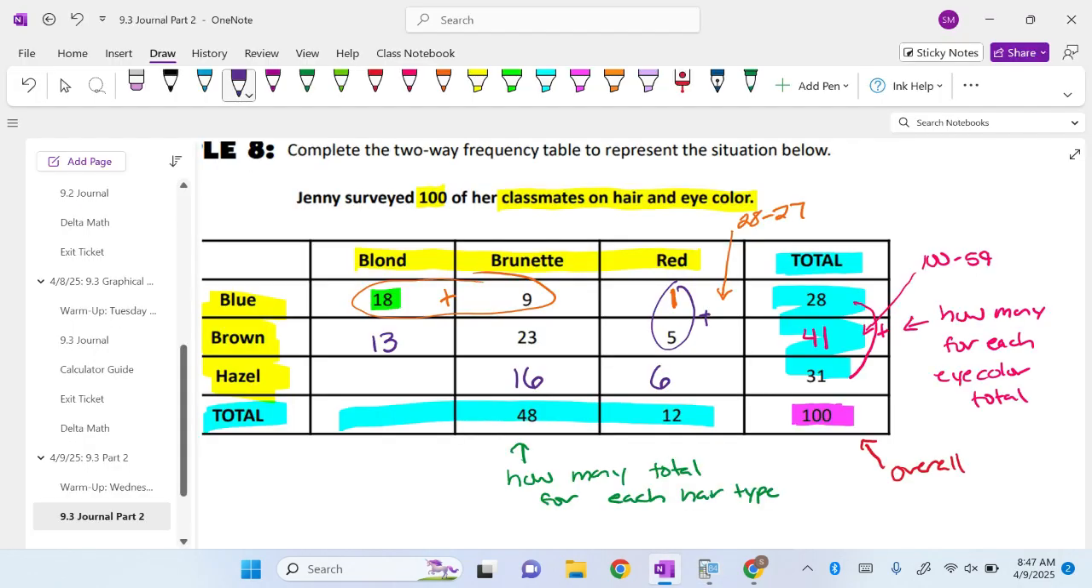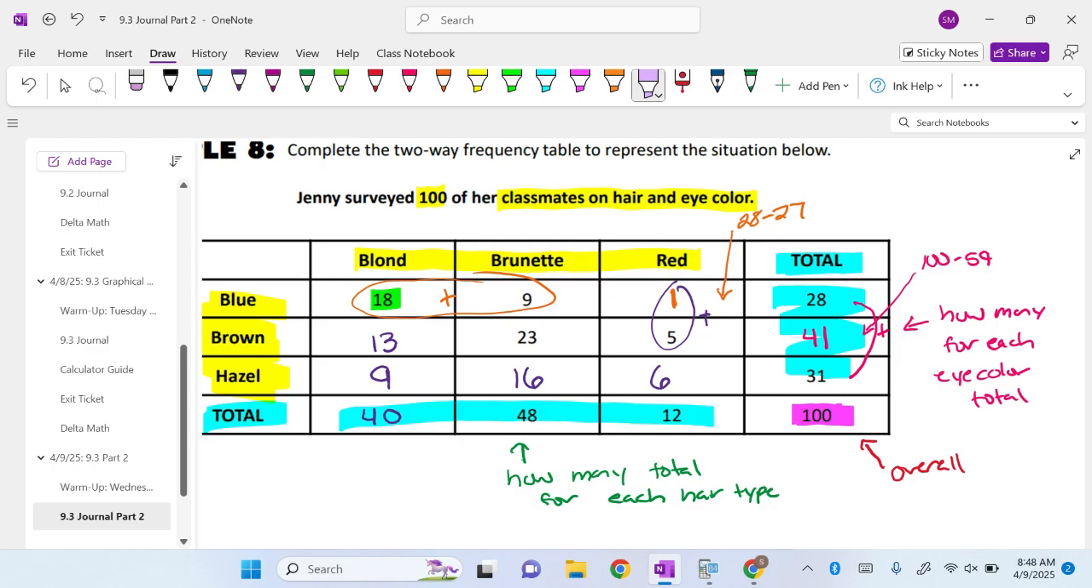Now I can find my last hazel eye by doing what? Adding 16 and 6 and doing what? Subtract from 31, which would give you what? 9. So my last total would be what? 40. You would add up 18, 13, and 9. So that's how frequency tables work.